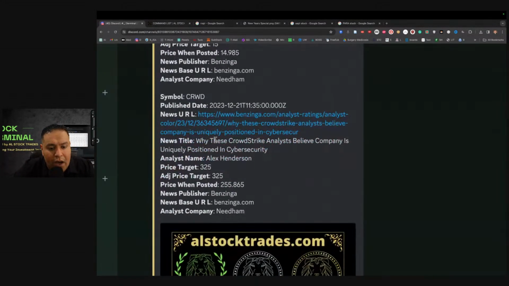Here's another one. CrowdStrike at December 21st, price when posted at $255. Their price target is $325. Again, I told you, Needham is a respectful organization. These guys do due diligence. As you can see, they're hitting the price targets accurately. To all of our Patreon members on the Stock Terminal and Mastering Stock Market course and bundle, just like how we hit the intrinsic value calculations, these people are also doing intrinsic value calculations. These are OGs as well, okay? All right. Let's go ahead and see how CrowdStrike did.